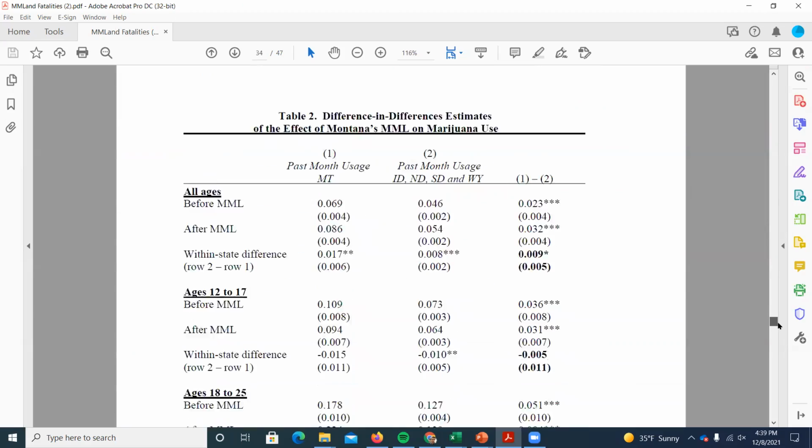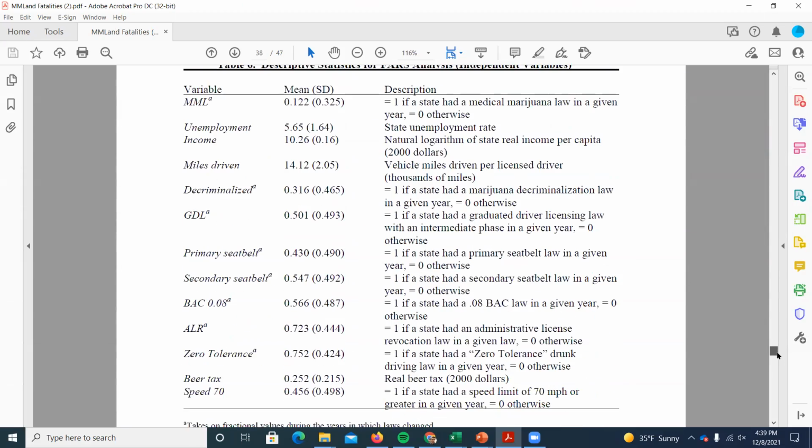I think they had them in a table somewhere up here. So they had unemployment of the state, an income measure, the average miles driven by people living in that state, whether or not marijuana was decriminalized, some graduated driver's license law. So there's just different policies they want to control for, seatbelt laws, and whether or not a state had a blood alcohol content threshold for DUIs of 0.08 or higher. I don't even know what this is. I'd have to hunt through this article. Some other policy they thought might influence their results.